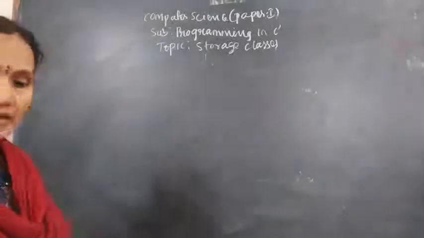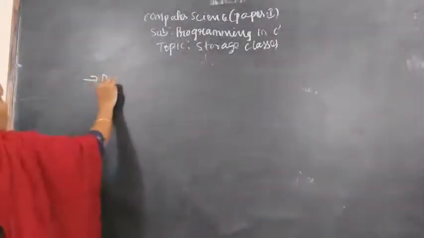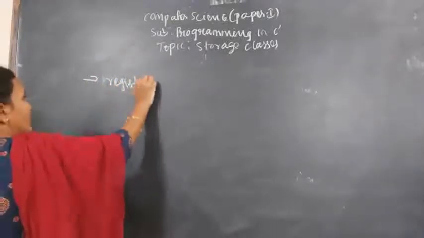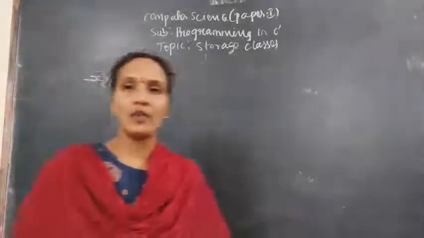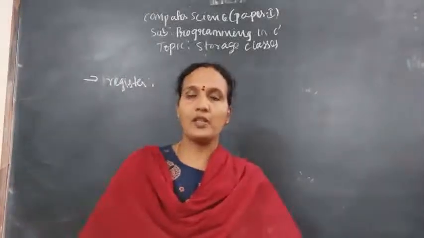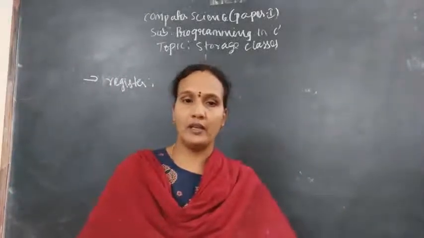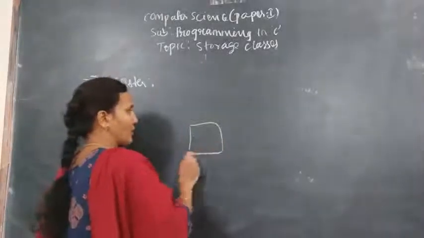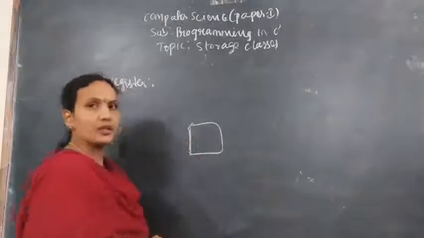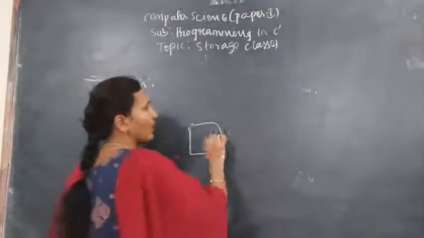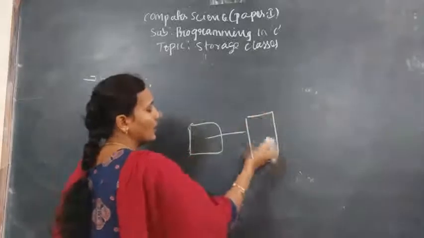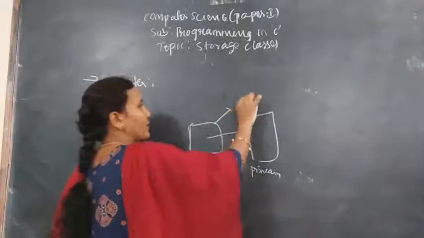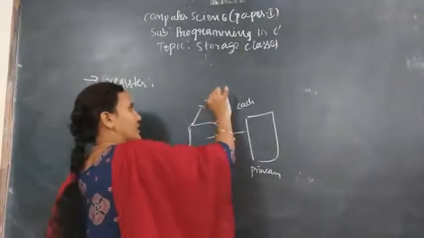Okay, the next is register. What is the register variable? See, registers have already been explained at the time of memory. For example, this is your processor. It is executing instructions. When it is executing instructions, first it will look at the primary memory, and it can look in the cache memory, or it can look in the registers.